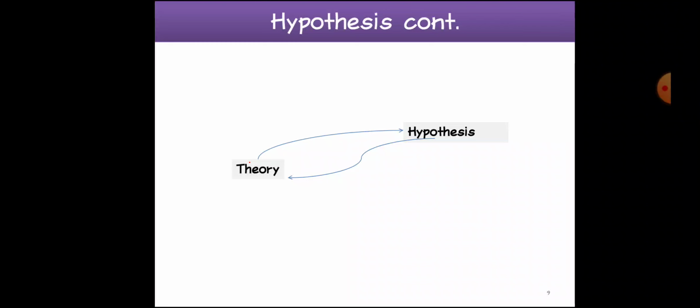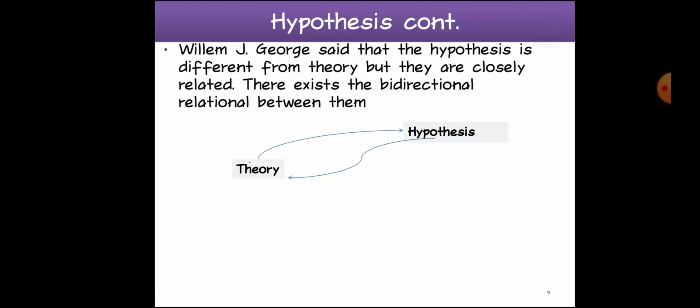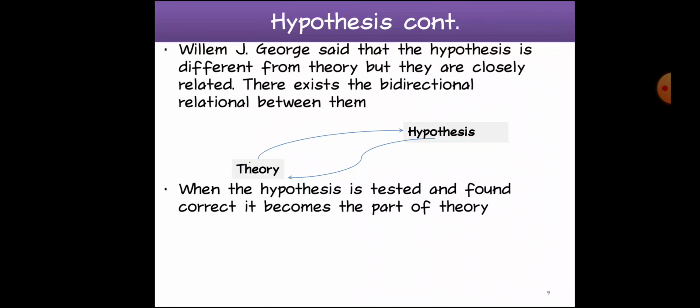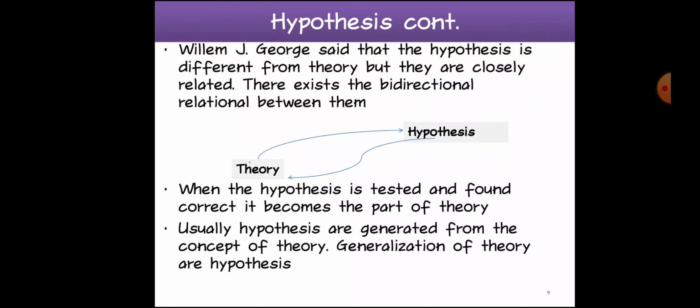Theory and hypothesis. William J. George said that the hypothesis is different from theory, but they are closely related. There exists a bidirectional relation between them. When the hypothesis is tested and found correct, it becomes part of theory. Usually hypotheses are generated from the concepts of theory. Generalizations of theory are hypotheses.